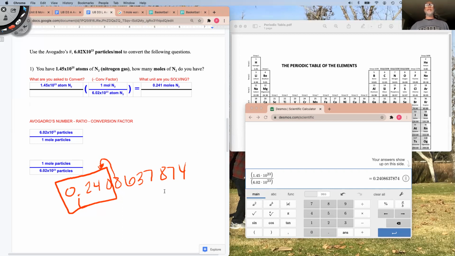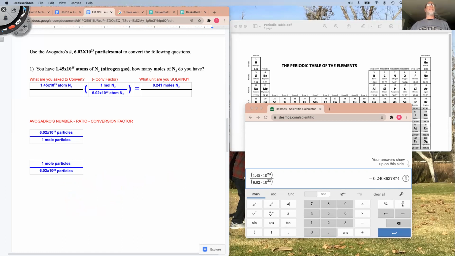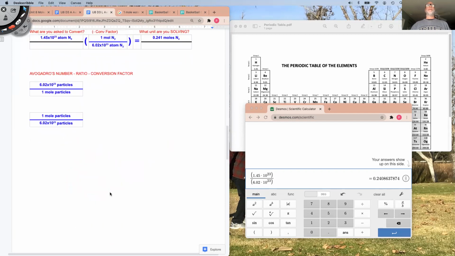I highly suggest that if you aren't sure how to use this Desmos calculator, you work it out. If you have your own calculator, just make sure you have this answer. All right, so let's move on. Let's do the next problem.